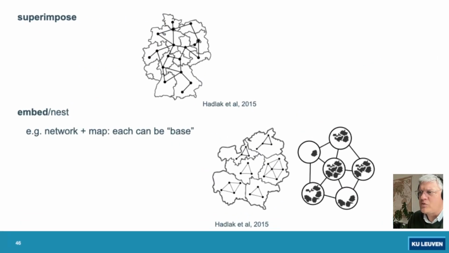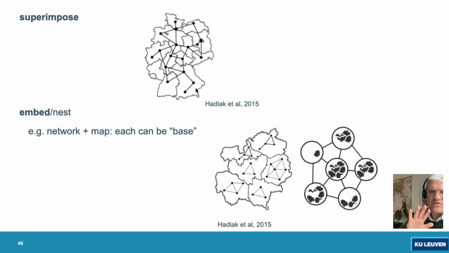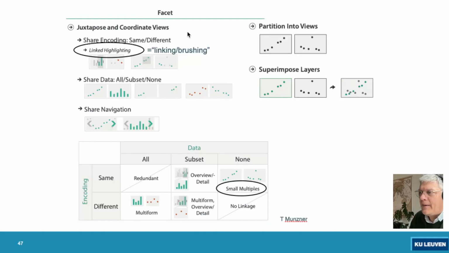We can superimpose things, so putting things on top of each other or embed them. For example, if you have a network and a map, you might have networks within a map, or you might have maps within a network, which is not the same thing. So one of them here, the base is the map, here the base is a network.